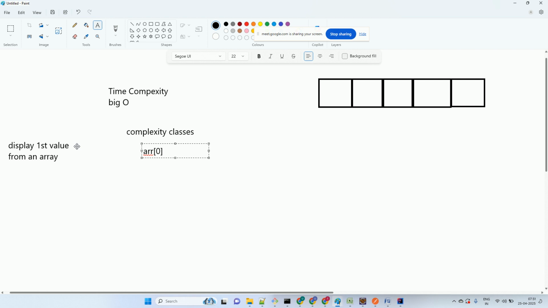That is called which class? Constant time complexity class. That class will always take a fixed amount of time irrespective of whatever size of data we have. So we can say this as O of 1. So the time complexity to display the first number from an array is O of 1, fixed. Next is linear time complexity.